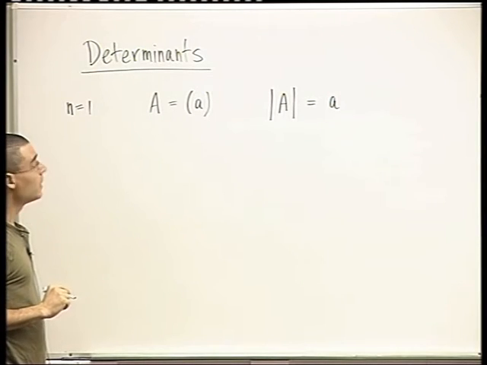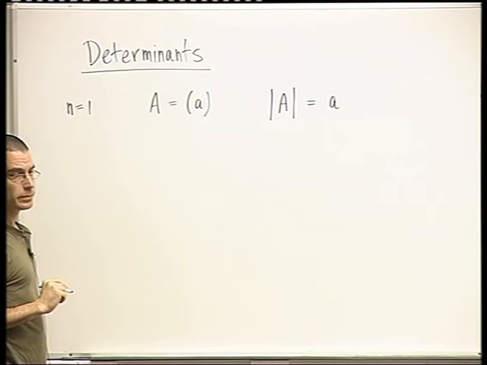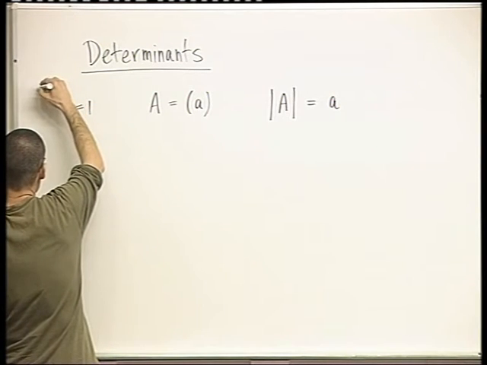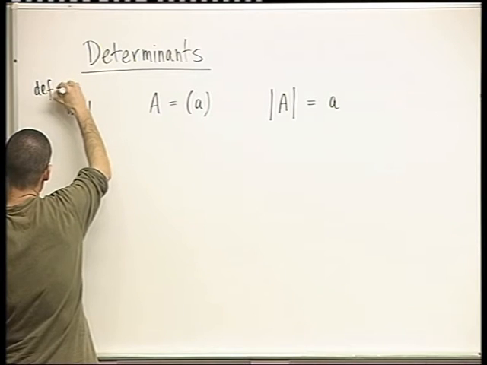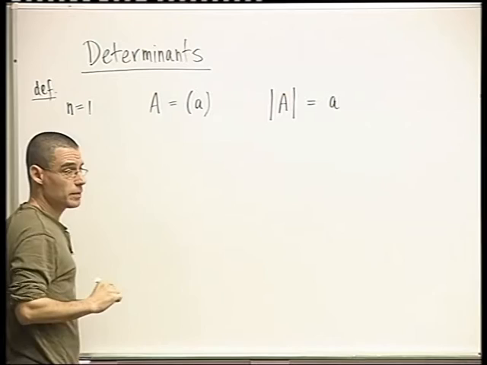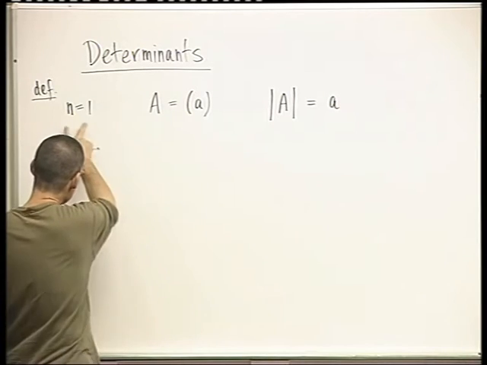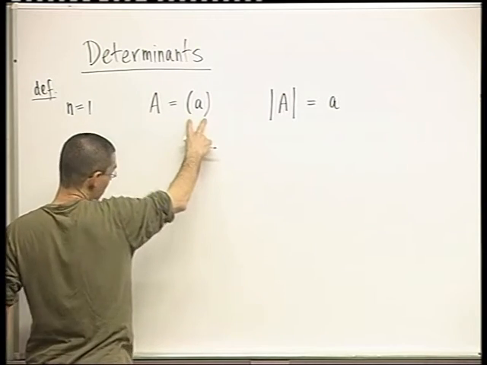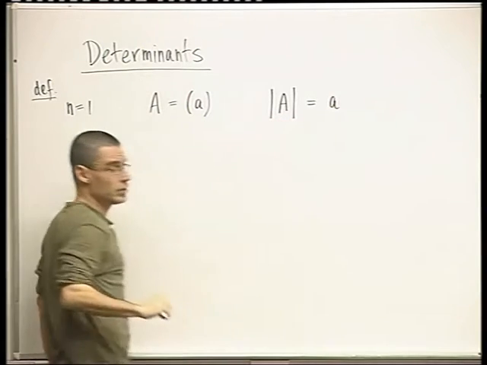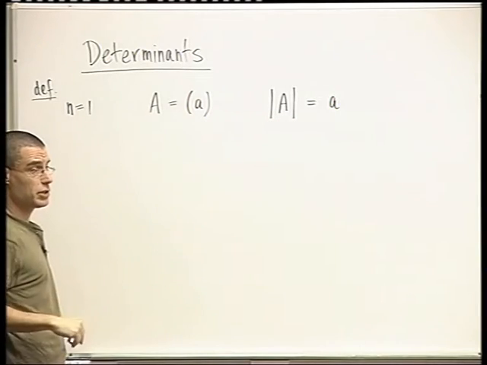What is that notation again? That's the determinant. Okay? So this is an inductive definition. For n equals 1, the matrix is a 1 by 1 matrix, and the determinant, denoted like this, is just the number. I'm going to write the formal definition in a minute.